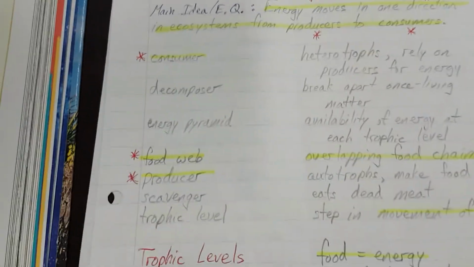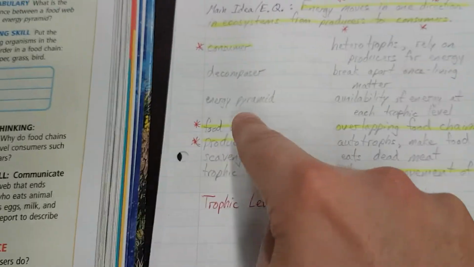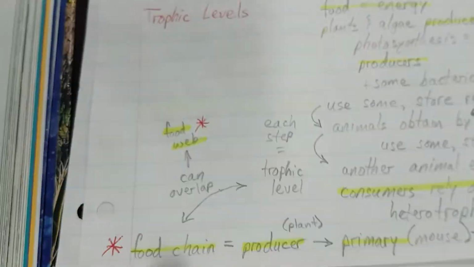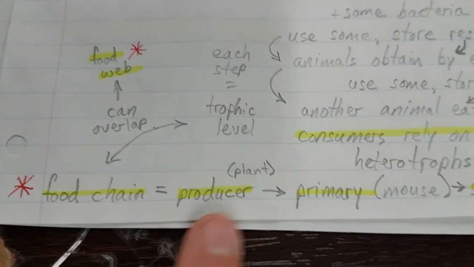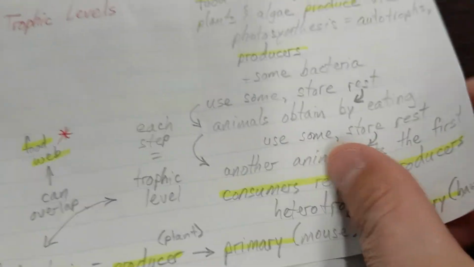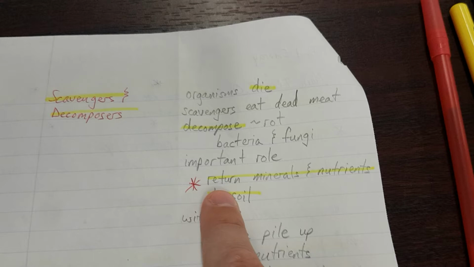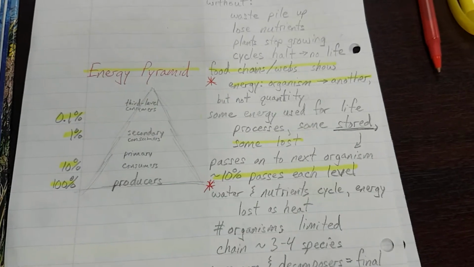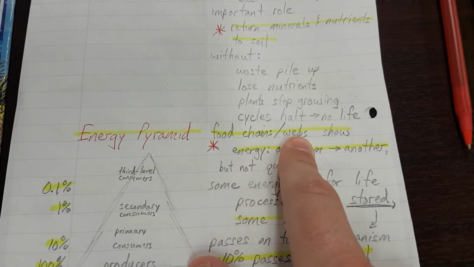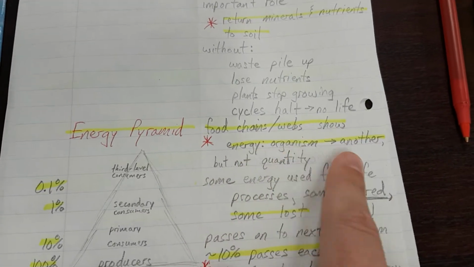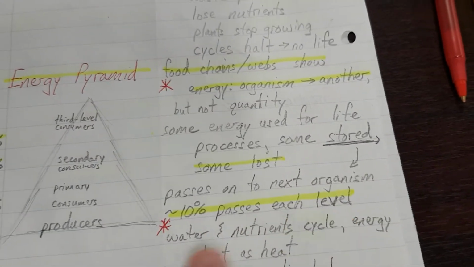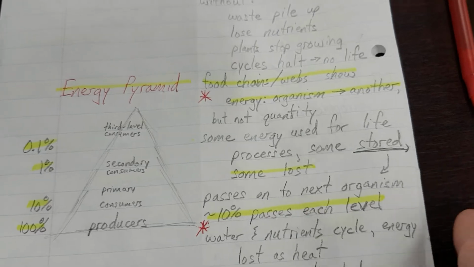Producers. Food web, that's what it's moving through again. Which direction does it go, right? It moves in one direction. Up a food chain from producers to primary to secondary consumers. Okay. Decomposers are important because they return minerals and nutrients to the soil. Looking at the energy pyramid, we know that in food chains and webs, they show how energy moves from one organism to another. There's that energy movement again. And only 10% passes in each level, so that's how much is moving.